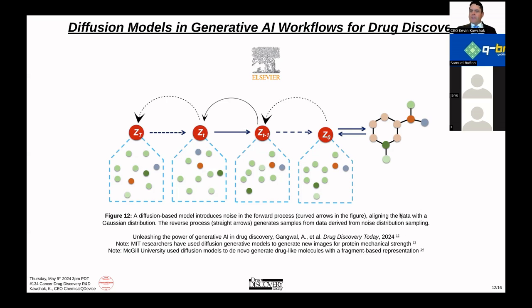And I covered this 3-4 weeks ago regarding protein mechanical strength. So say if you want a protein with this mechanical strength, our diffusion model can produce something that's in that vicinity, right? A lot better than not using some type of diffusion method. And then also McGill University has also used this for de novo drug-like molecules.